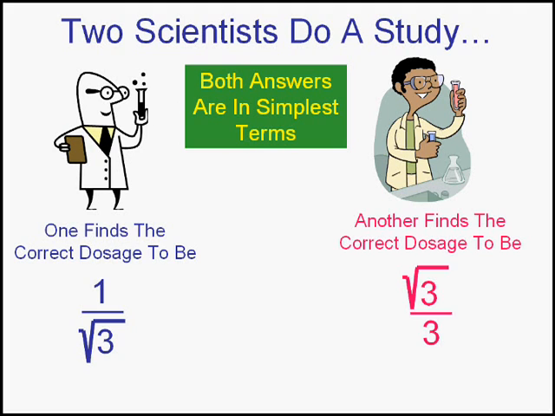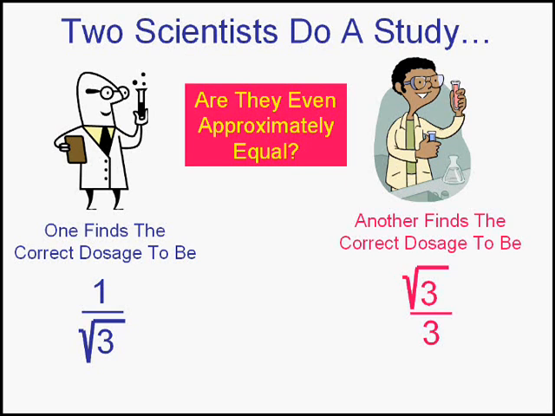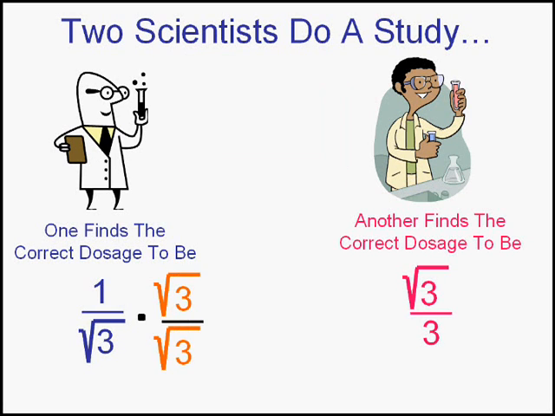Both answers appear to be in simplest terms, because the fraction can't be reduced on either side, right? And the radicals are in lowest form. Well, actually, we have another problem here. Consider if we wanted to compare their two answers without getting a decimal, what would we do?